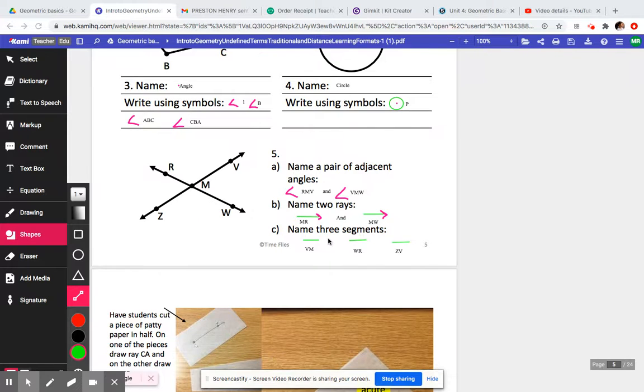Name 3 segments. Segments are just 2 points that connect with a line. So I have segment VM, segment MR, segment ZV, but there's all kinds, right? You could have also done segment ZM or segment RM. Remember, segments are just 2 points that connect. Lines are the ones with 2 arrows at the ends.